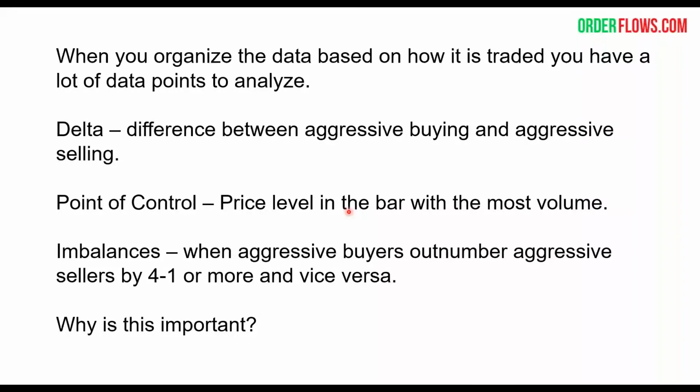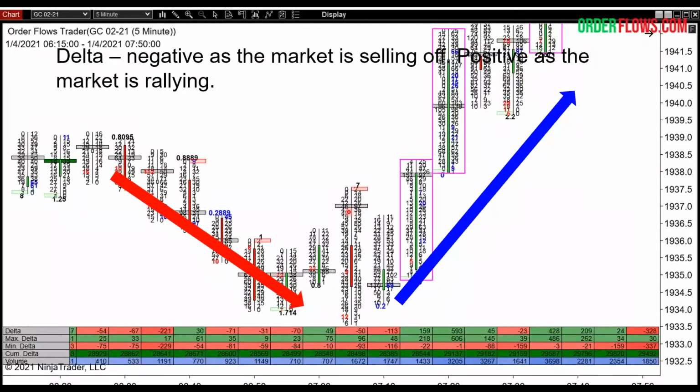And when you organize the data based on how it's traded, you have more data points to analyze, right? You have delta, which is the difference between aggressive buying and aggressive selling. You have points of control, right? This point of control is the price level in the bar with the most volume. And you have imbalances, right? Where aggressive buyers outnumber aggressive sellers by a fixed ratio. Usually it's 4 to 1, but you could use whatever you want, or vice versa. But why is this important? Because it's going to give you more insight into what's happening right now in the market, right?